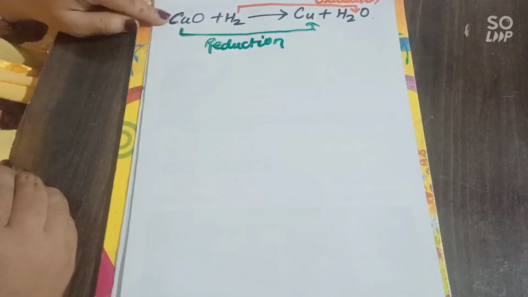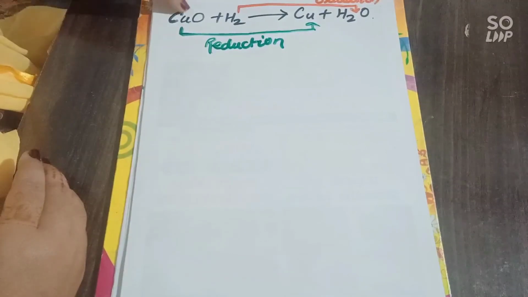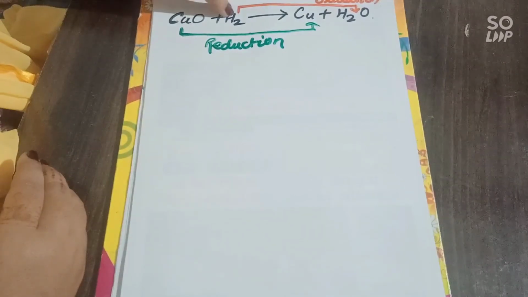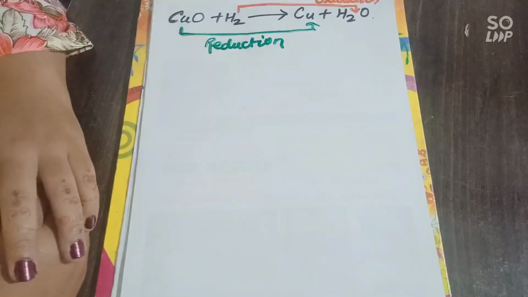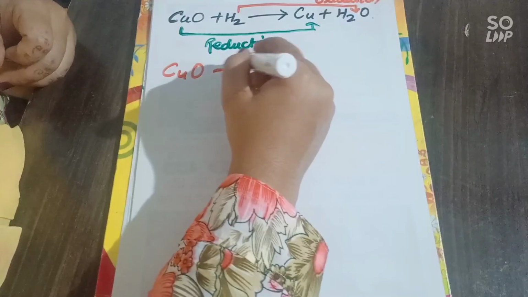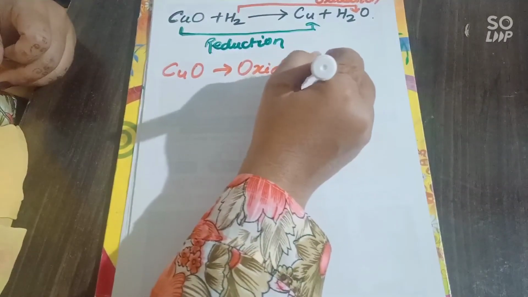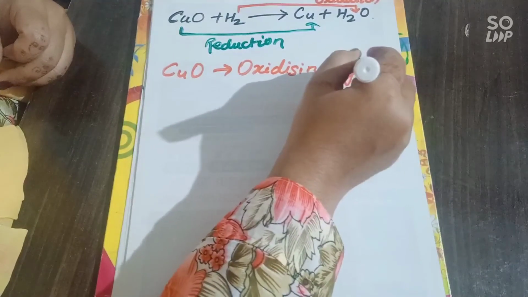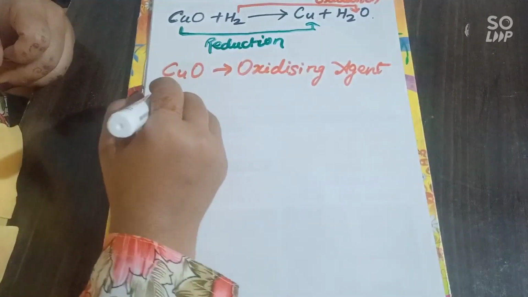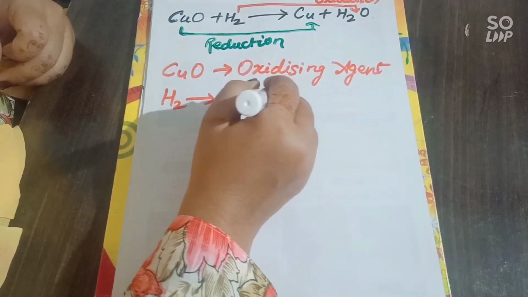Another reason for copper oxide falling in the category of oxidizing agent is that it is providing oxygen to hydrogen to form water molecule. So CuO is oxidizing agent, H2 is reducing agent.